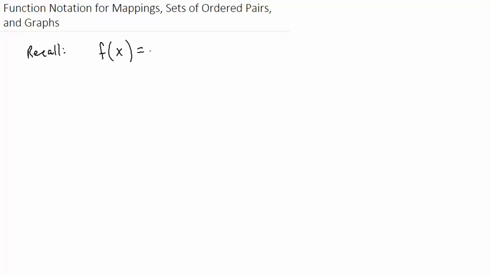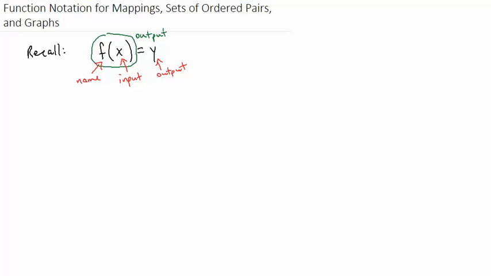f of x equals y. And so what you have is the name of your function, your input here, and this is your output, which is equal to all of f of x. So f of x is also the output. Okay? The easiest thing to remember though is that your input is the thing inside parentheses. Okay? So just keep that in mind.